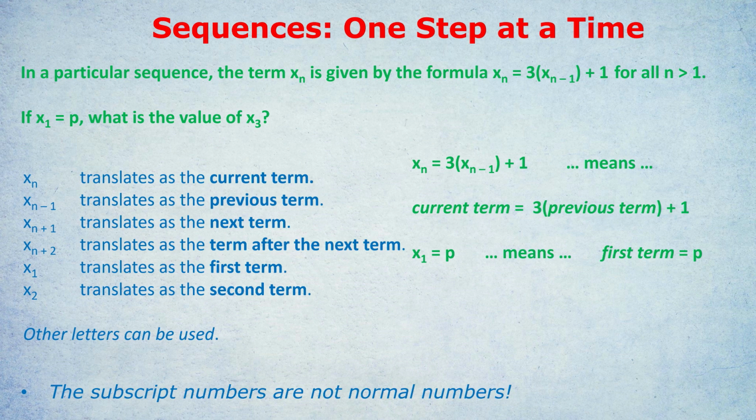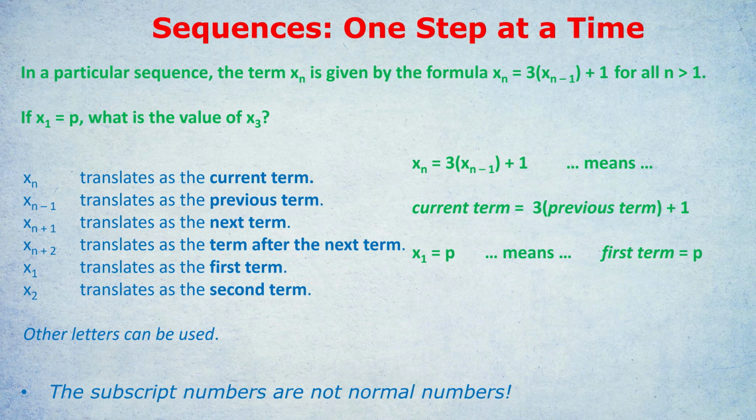Anyway, we have this wonderful and actually somewhat simple sequence. The current term in the sequence is just 3 times the previous term plus 1. We have our little code for making progress from one term to the next term. To get from the previous term to the next term, you times by 3 and add 1. Okay, what about this x1 equals p nonsense? Why are they using so many letters?